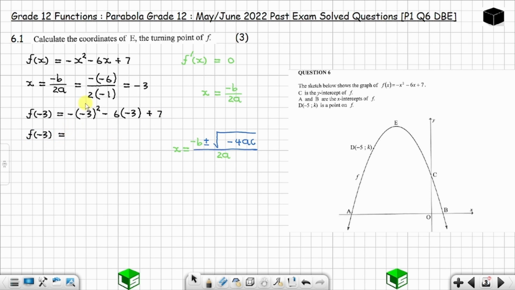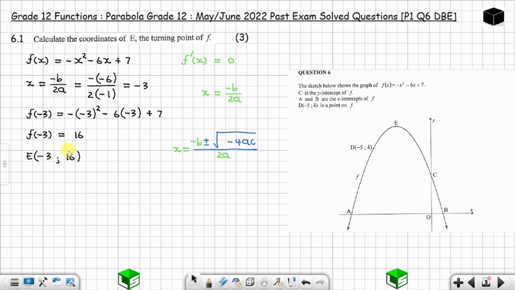And so f of negative 3 is equal to, this is a 9, so you have negative 9 there, can you see? And this is 18, negative times negative, 6 times 3, 18. So you have 18 minus 9, which is 9, and 9 plus 7 is 16. And so the coordinate of the turning point E is negative 3 and 16. So this is the x coordinate and this is the y coordinate, negative 3 and 16, okay?